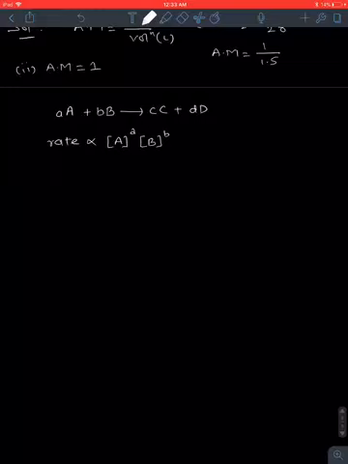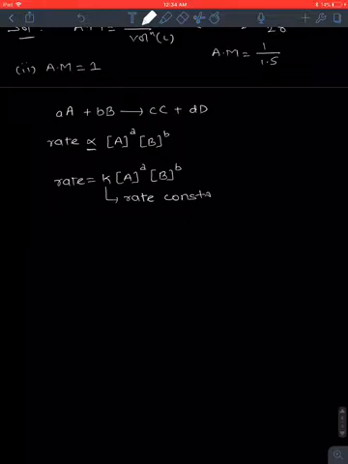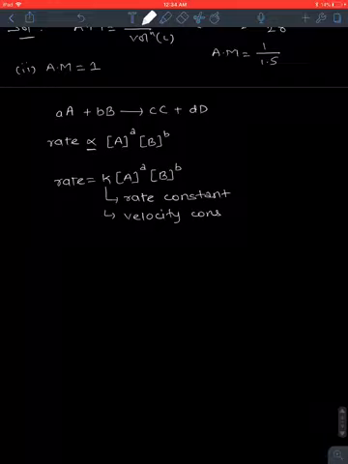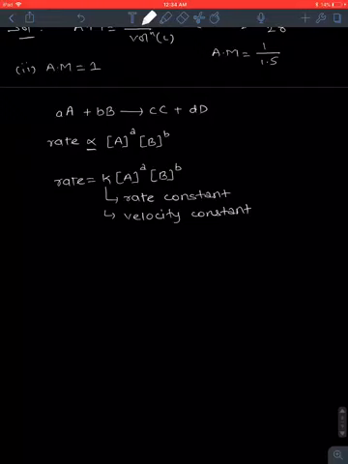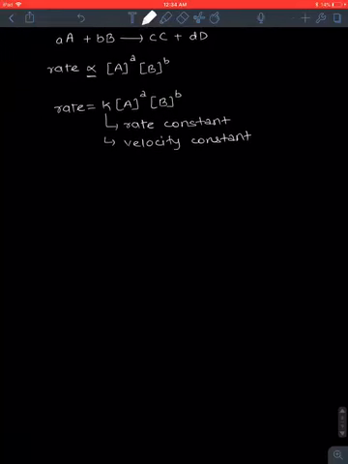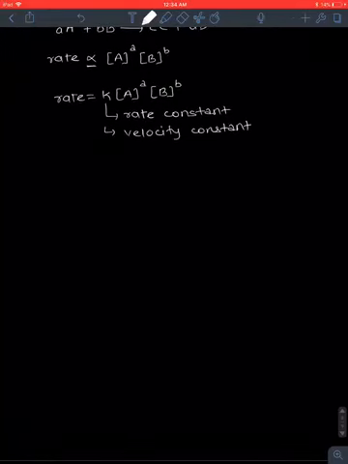And if we want to remove this proportionality sign, we'll need one constant, so we'll write that constant as K. So rate is equal to K into concentration of A raised to the power a into concentration of B raised to the power b. And this K which we are getting here is known as rate constant, or it is also known as velocity constant. So this is our law of mass action.